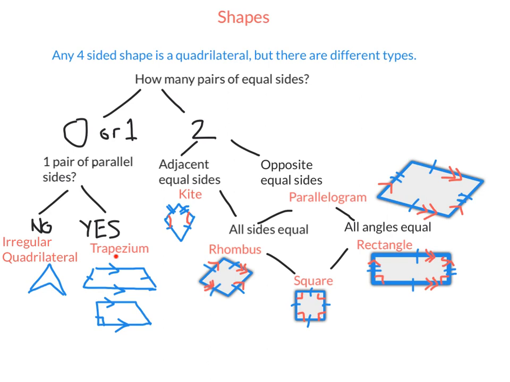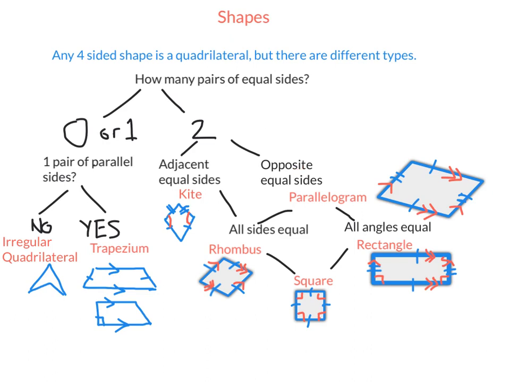A trapezium is a 4-sided shape with just one pair of parallel sides. Trapeziums can have no equal sides, or they can have one pair of equal sides, in which case we call it an isosceles trapezium. But we're mostly focused on shapes that have 2 pairs of equal sides. If the 2 pairs of equal sides are next to each other, that's what adjacent means, then the shape is a kite. See here, these 2 sides are equal and they're touching, and these 2 sides are equal and they're touching. That's what a kite is.